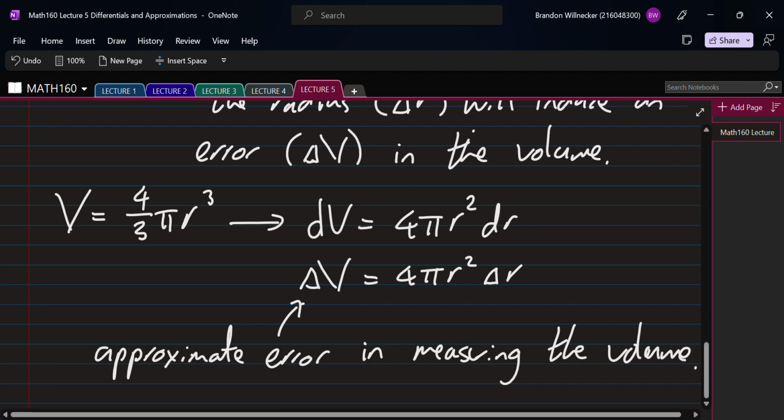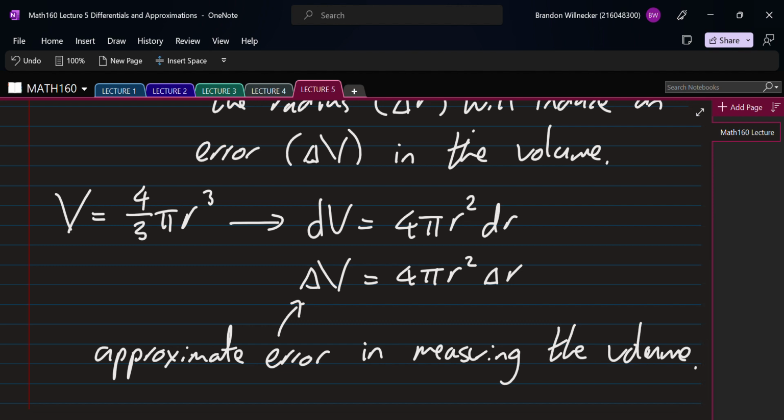Okay, and it's a fairly good approximation under certain circumstances. So we're going to look at now how good this approximate error actually is, for this specific example. And then you can do the same thing for the other examples.